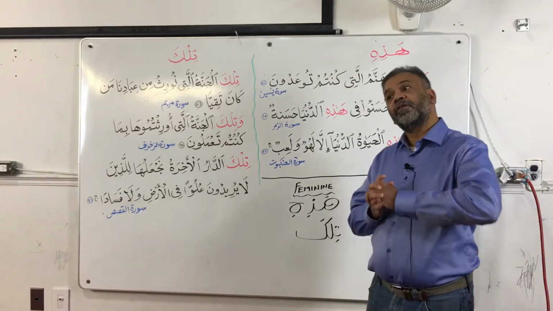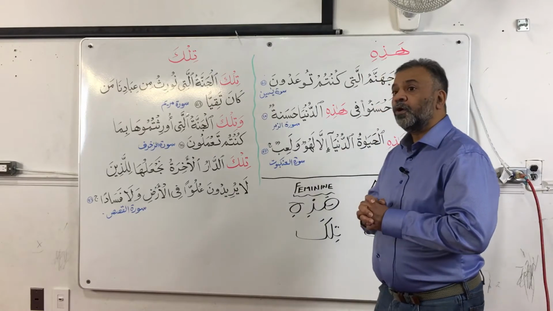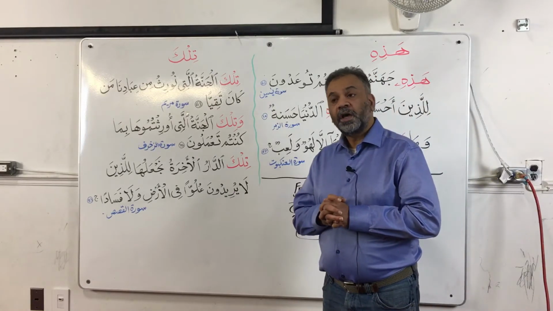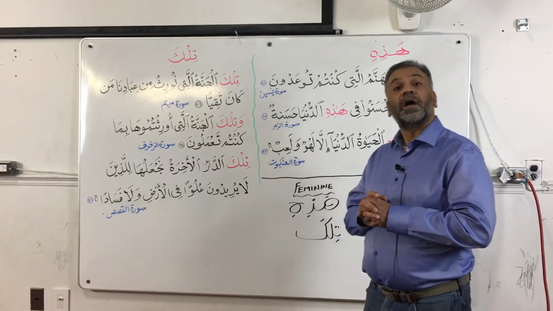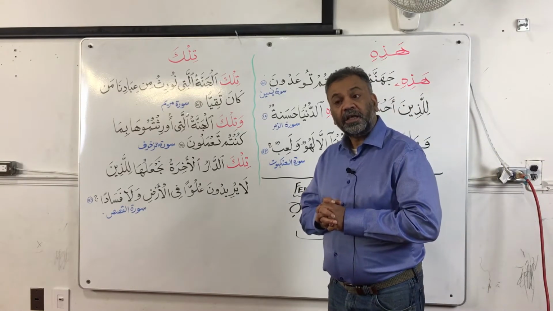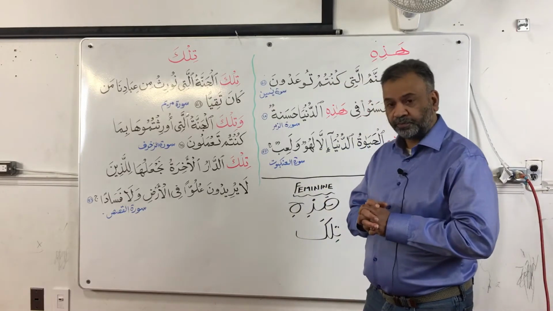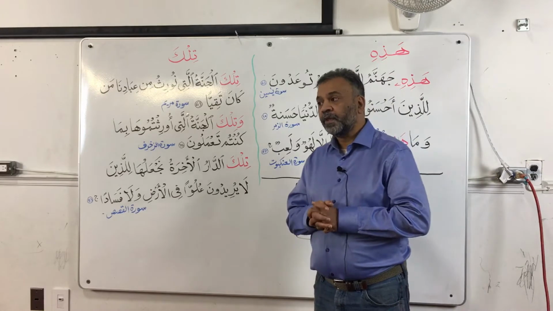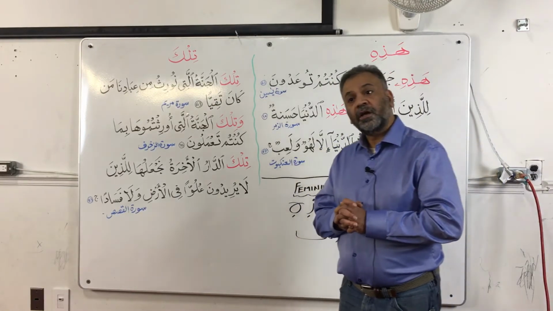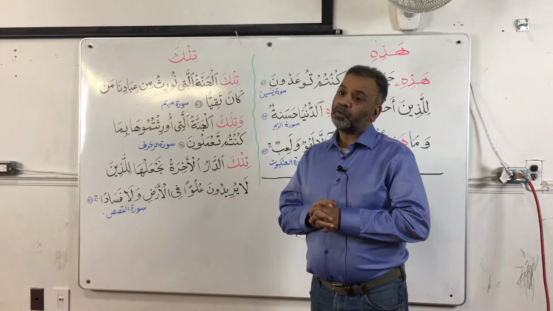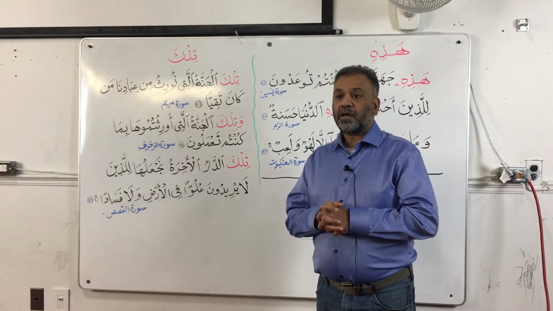So let us do the drill first, the 14 pronouns. Huwa, huma, hum, hiya, huma, hunna, anta, antuma, antum, anti, antuma, antunna, ana, nahnu. One more time. Huwa, huma, hum, hiya, huma, hunna, anta, antuma, antum, anti, antuma, antunna, ana, nahnu.